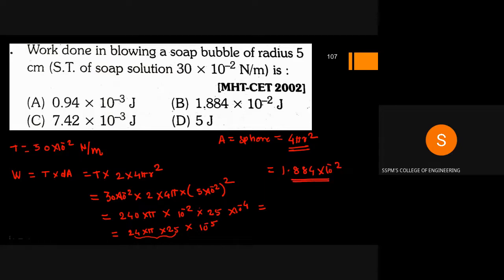Okay, so your correct option is option B. The important part is we should know this formula for work done or the surface energy. Then for the bubble, we should consider 2 times the surface area. So it is 2 into 4 pi r square.